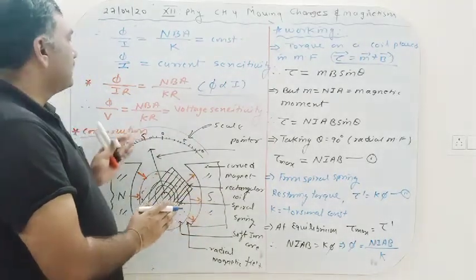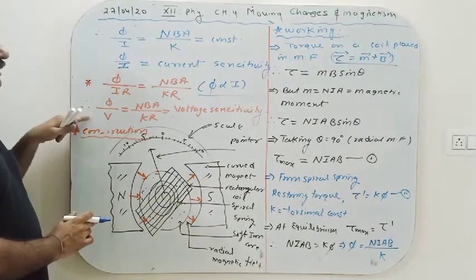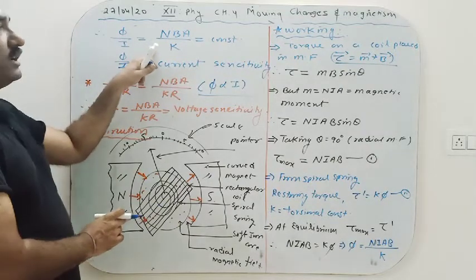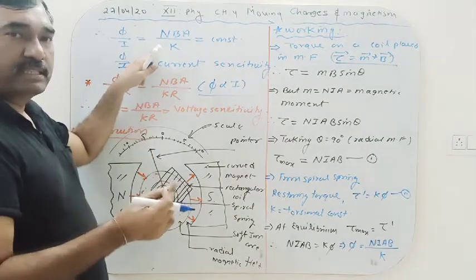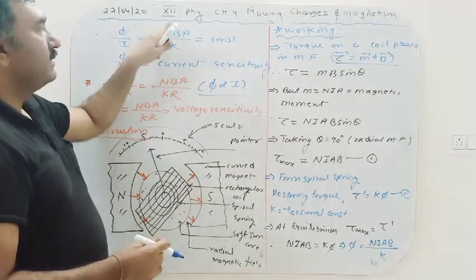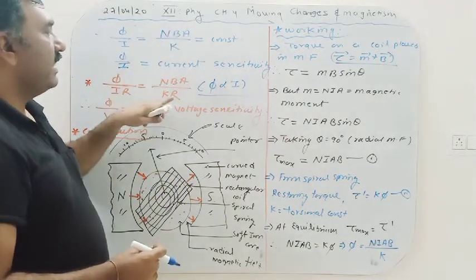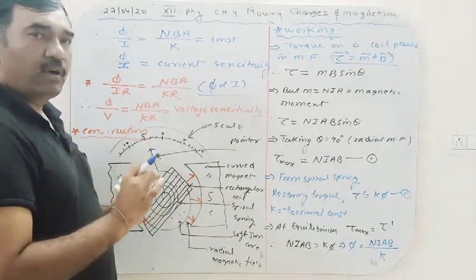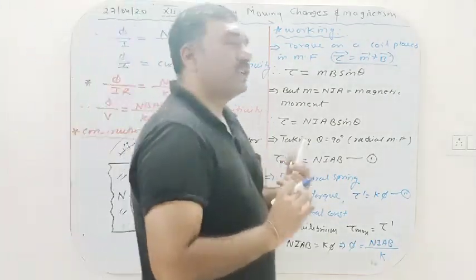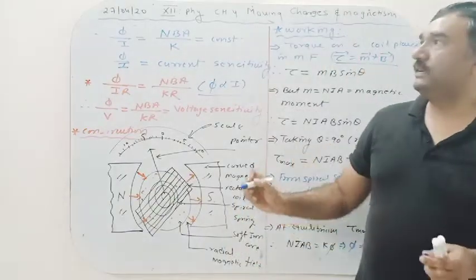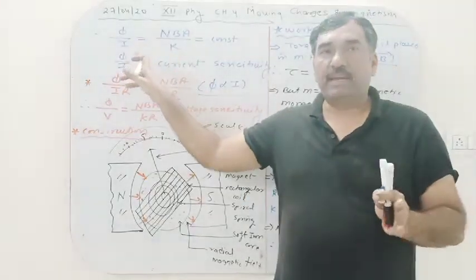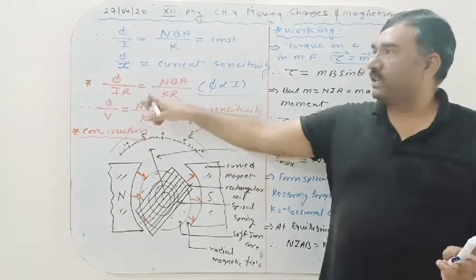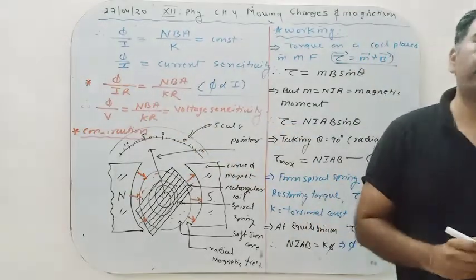Okay, so this is the formula for current sensitivity and voltage sensitivity. And remember the terms on which the current and voltage sensitivity depend: N, B, A, K, and for voltage sensitivity it is R, where R is the resistance of the coil. What is the unit of current sensitivity? Deflection, that is phi, an angle, in radian, so radian per ampere, or here radian per volt.